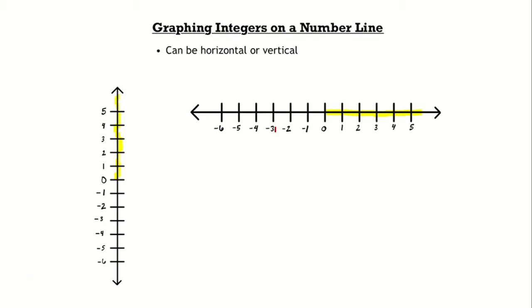So the negative integers, if we consider a horizontal number line, would be on its left side. And on a vertical number line, they would be below 0.